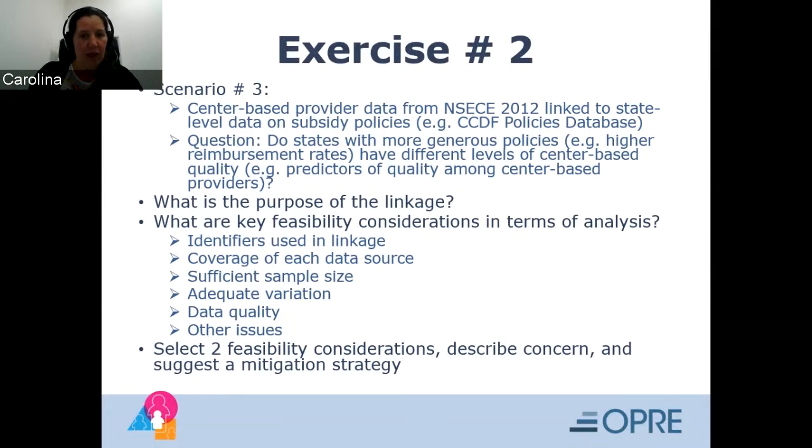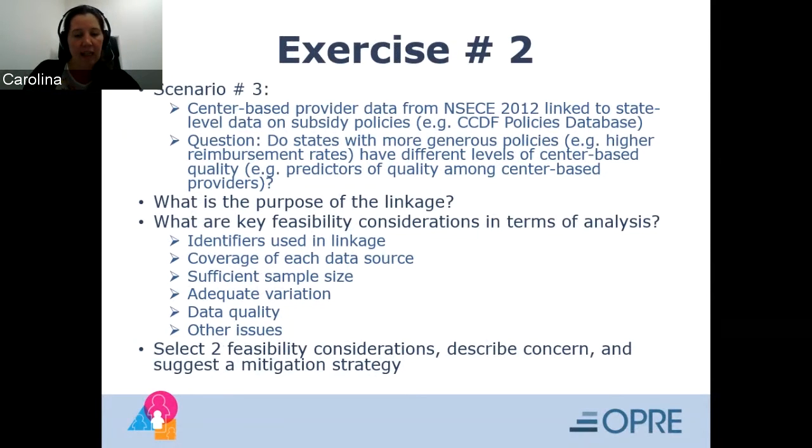The question that I would like for you to consider is, what is the purpose of the linkage? And what are some of the key feasibility considerations in terms of your analysis? What identifiers would be used in the linkage? Are there any issues about coverage, in the survey data, the NSCCE, or the CCDF policy database, that you may want to be aware of? Is there a sufficient sample size? Is there adequate variation? What about the quality of the data on both sides, the administrative and the survey, and any other issues you may think about?